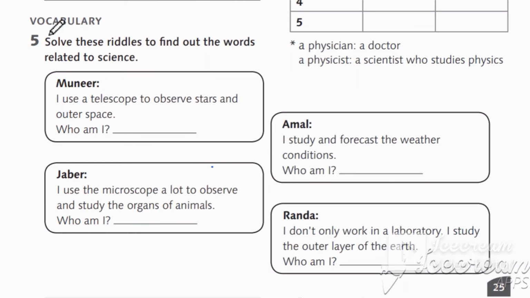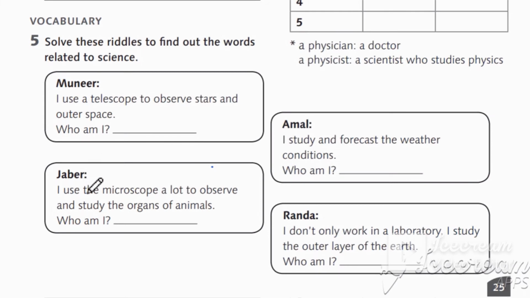Now exercise number 5, solve these riddles to find out the words related to science. I use a telescope. We know the telescope. I use a telescope to observe stars and outer space. Who am I? Excellent, he is an astronomer.